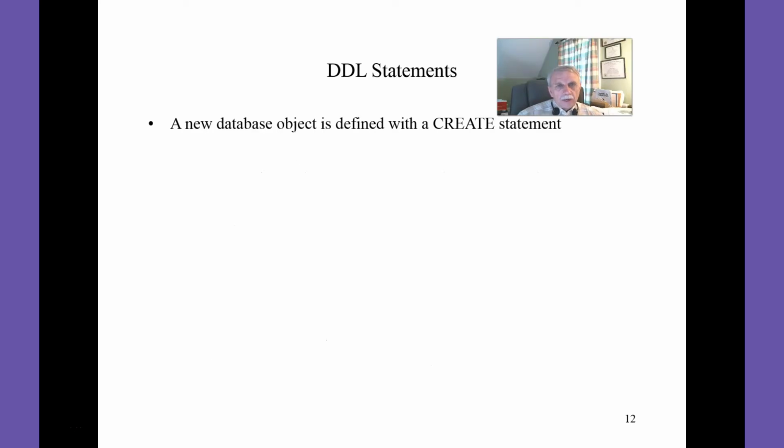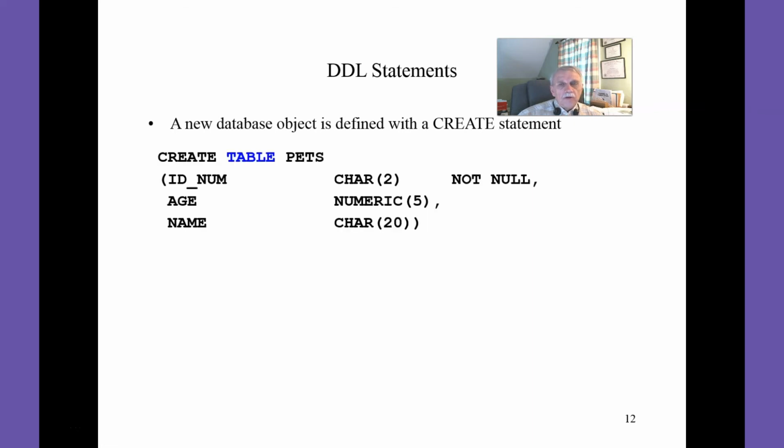Okay, let's talk about data definition, and then we'll demonstrate some of these commands. A new database object is defined by executing a create statement. There are different statements for each type of object. We can create a table, we can create an index, we can create a view, and so on. So in general, we talk about these as data definition statements because we are defining some kind of object.